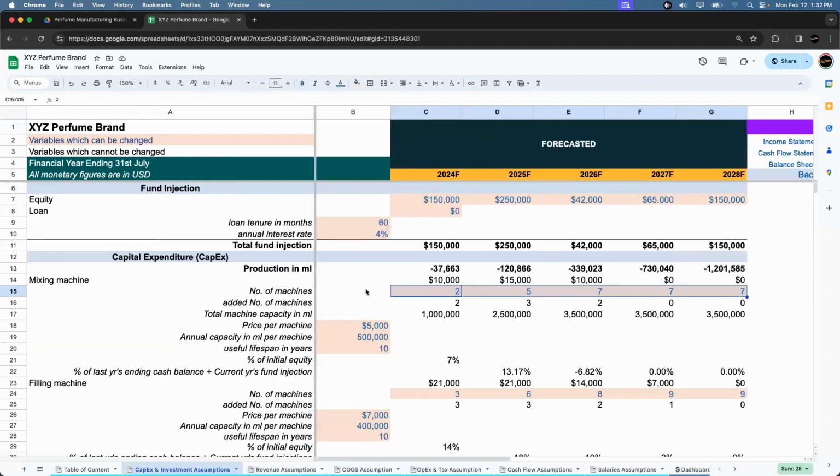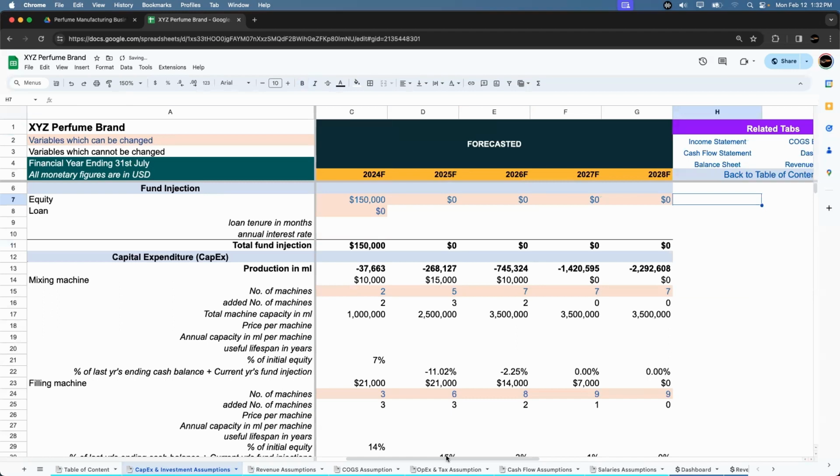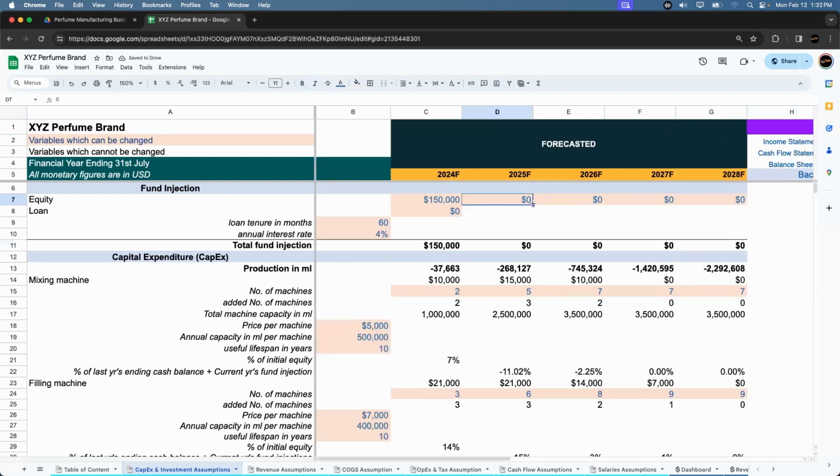Let's start with the capex first. So let's say you start with 150,000. So you're not going to invest any more money throughout the years. You can invest, let's say in the second year, you might invest 50,000, 60,000, depending on the business, or you might choose to just reinvest the profit that has been generated from this business every time. So we're gonna discuss everything in detail.